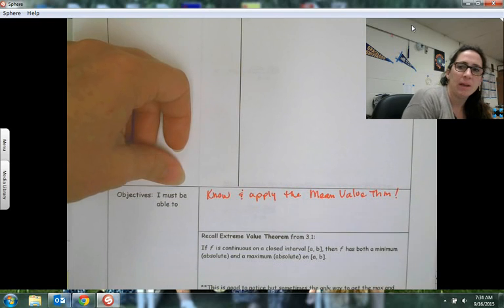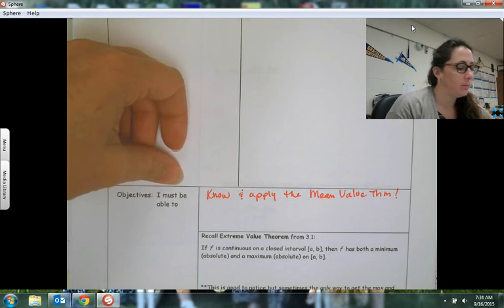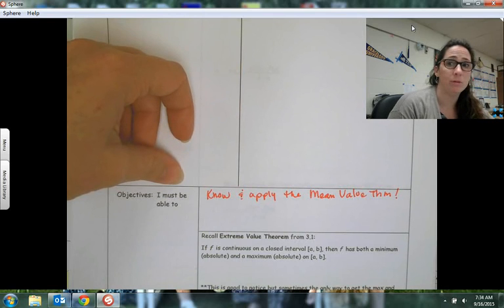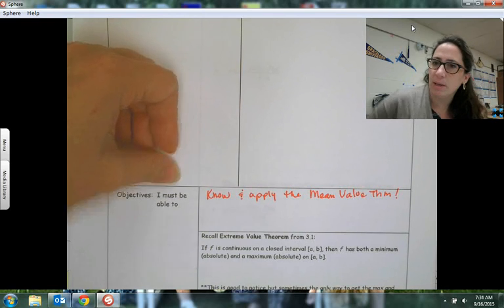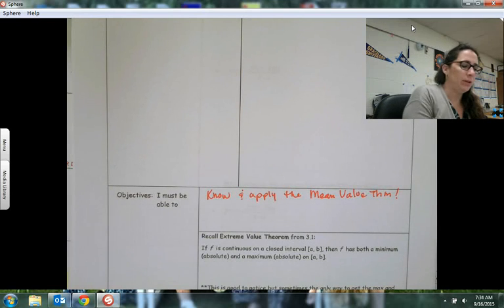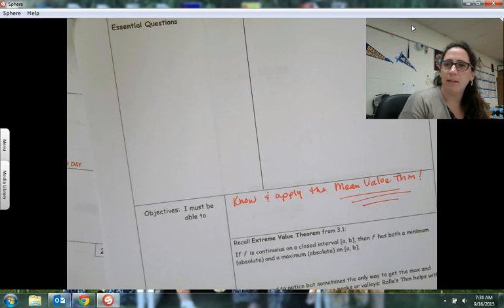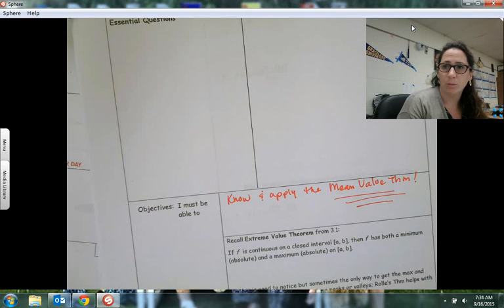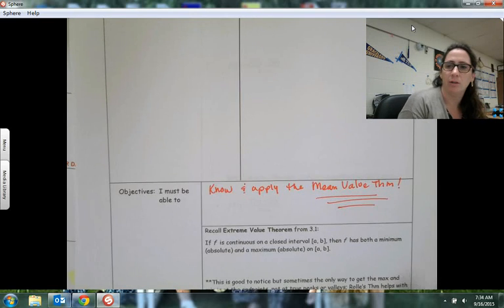Now, a corollary to the mean value theorem we're going to go over is Rolle's theorem, but that is just the mean value theorem in a more specific example. But you need to know the mean value theorem word for word. I mean, this is going to be on your AP test, on my test. Know it word for word.